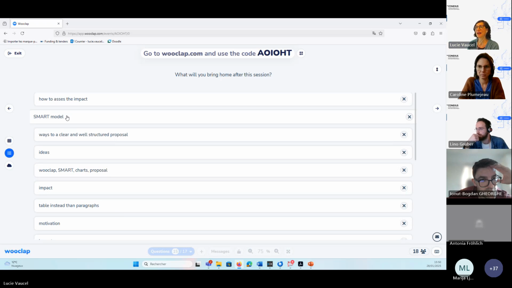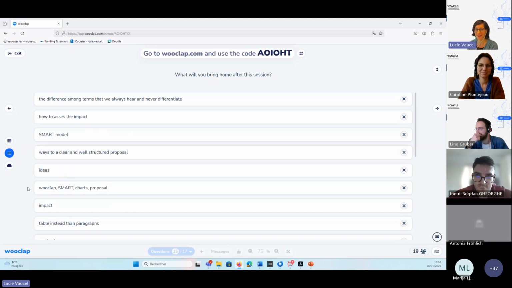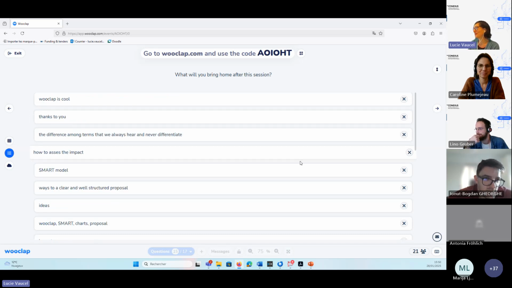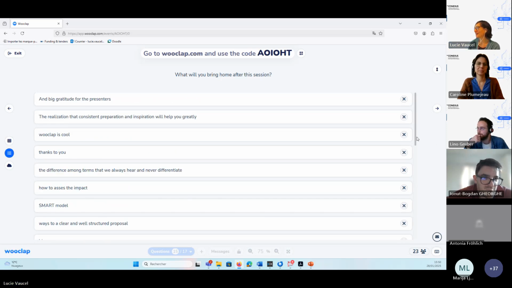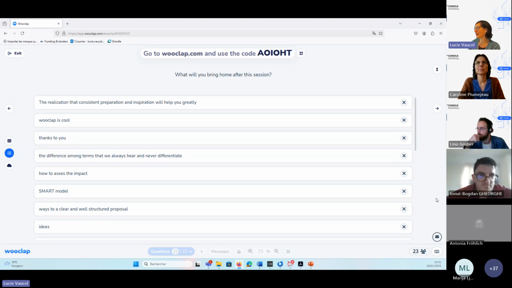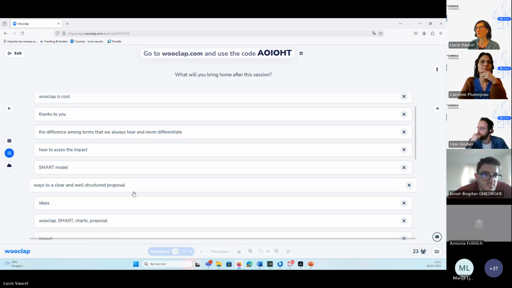Smart model, ideas, WooClap, smart charts, proposal. WooClap is not something you can use in your proposals, but it's a useful tool to conduct trainings. That's right. Thanks to you. Wow, that's really nice. Okay. I see people are still writing. The difference among terms that we always hear and never differentiate. Yeah. Keep in mind that we will, of course, share the presentation that will be done through our colleagues working on the Enables project.